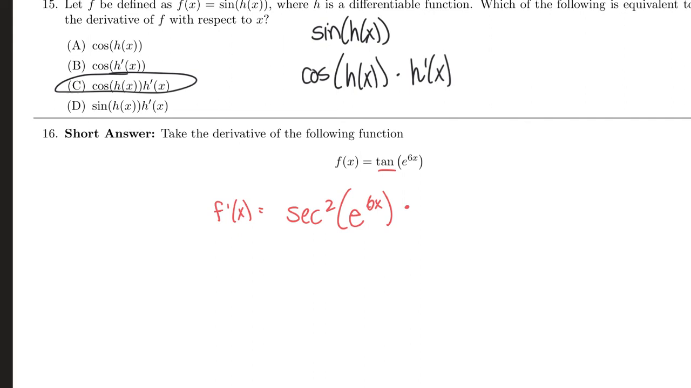E to the 6x, its derivative stays the same because the derivative of an exponential is the same. And then we go into the exponent, that's 6x, its derivative is 6. So we have 3 different parts as we work from the inside out. We did tangent first, then the exponential part, and then the 6x part. And that gives us that there for our final derivative using the chain rule.